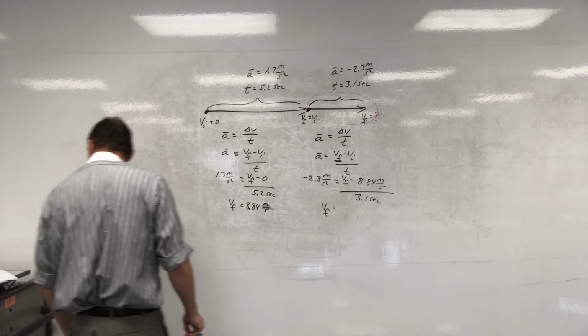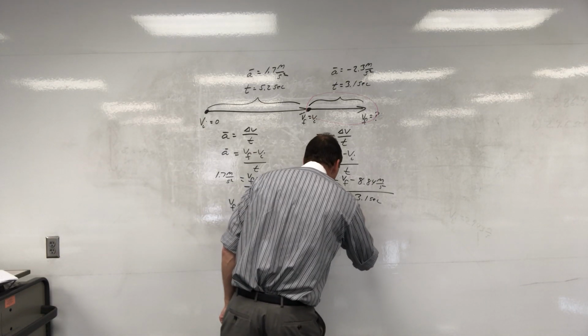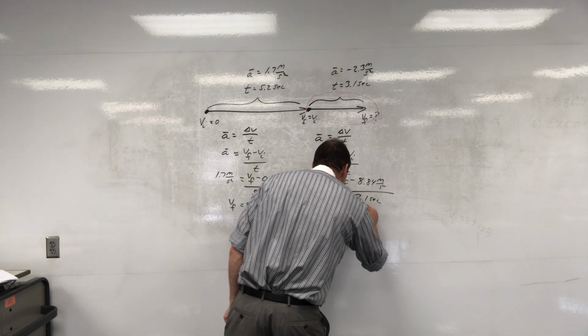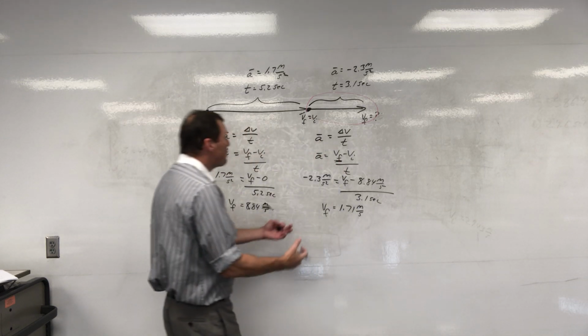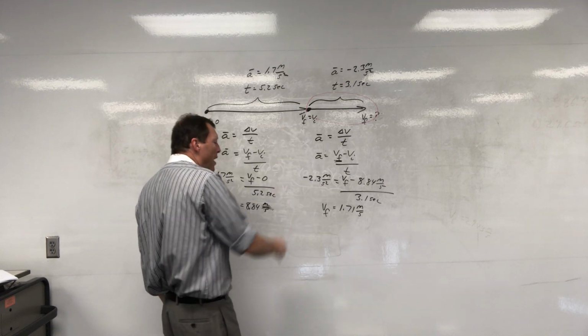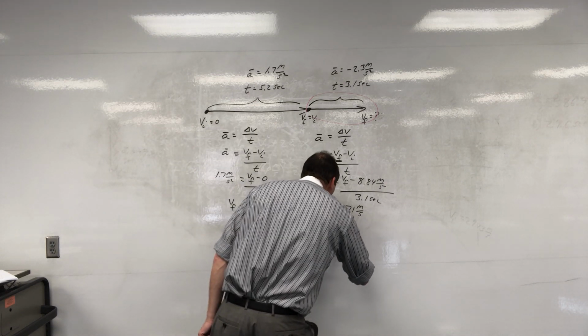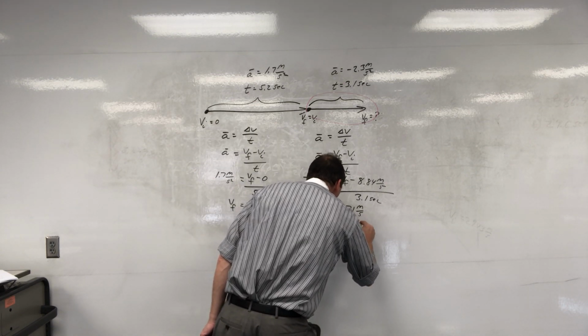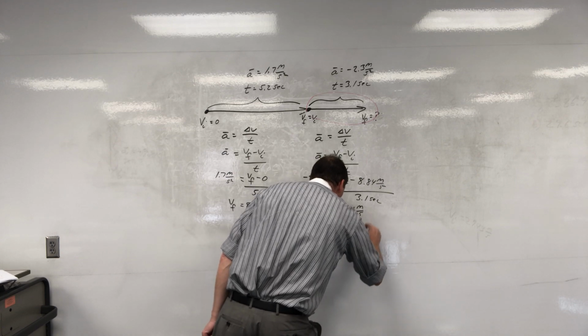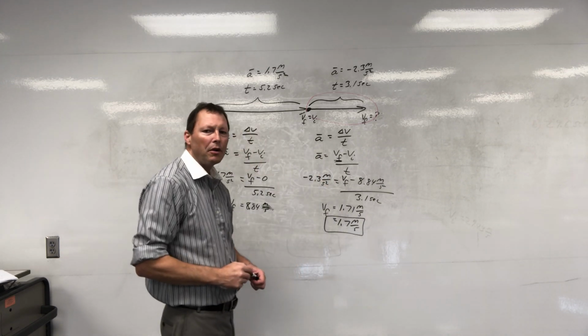1.71 meters per second. And again, if you're using significant digits, you'd actually round off to 2, so we'll round it off to 1.7 meters per second. And go ahead and put a box around that answer.